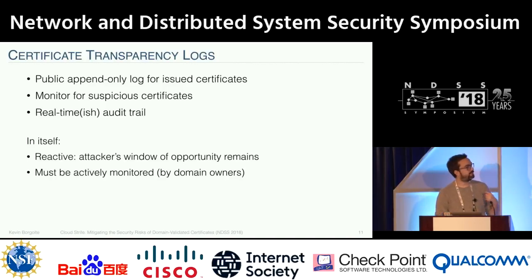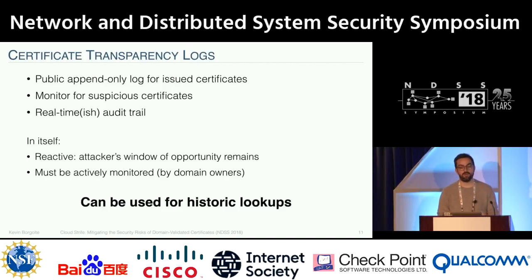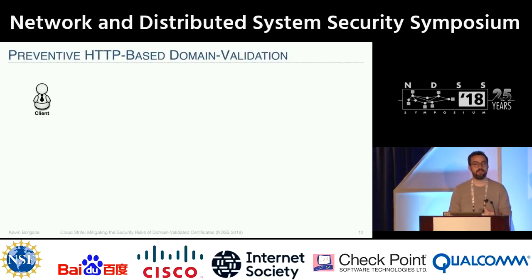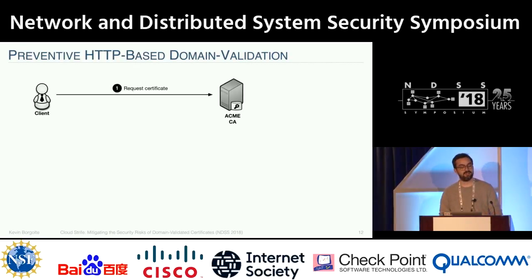However, if you think about this a little bit more, you could actually move the check not to the user, but have the check happening at the certificate authority and use this as, to some degree, historic lookups. And that is exactly what we're doing with HTTP preventive domain validation. And it works the same for the end user. So the end user still goes to the certificate authority. It's going to check, like, hey, I would like to have a certificate for example.com.